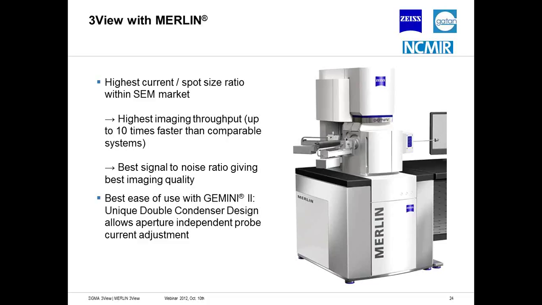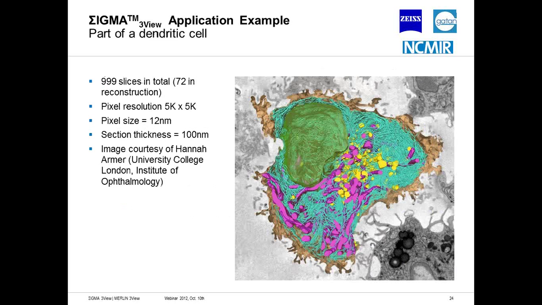And as I explained, it has these double condenser designs, which allows you an aperture-independent probe current adjustment. Let me show finally, in my part, 2 examples with the Sigma 3-view, because Tom, after my talk, will more focus on the Merlin. These are examples from London, from Peter Munro's lab. He's in the University College London.